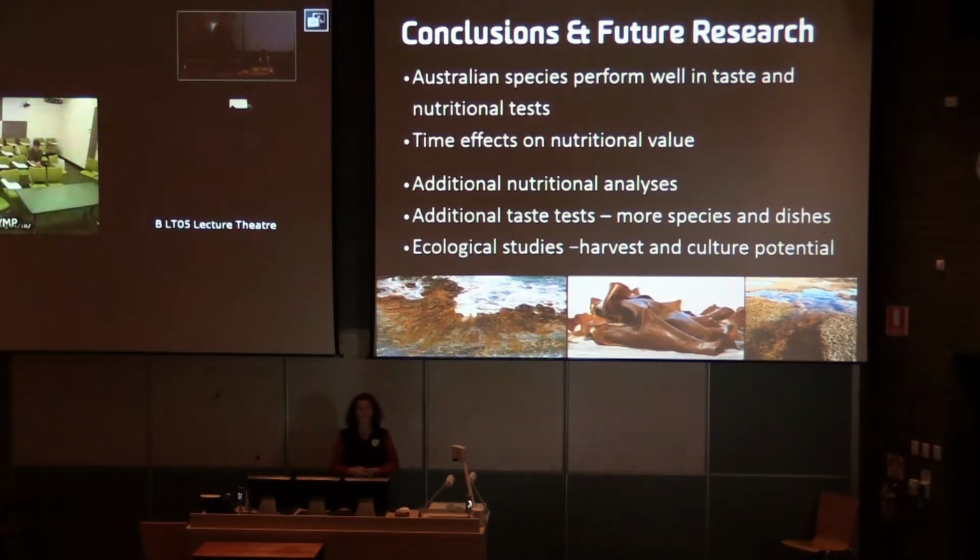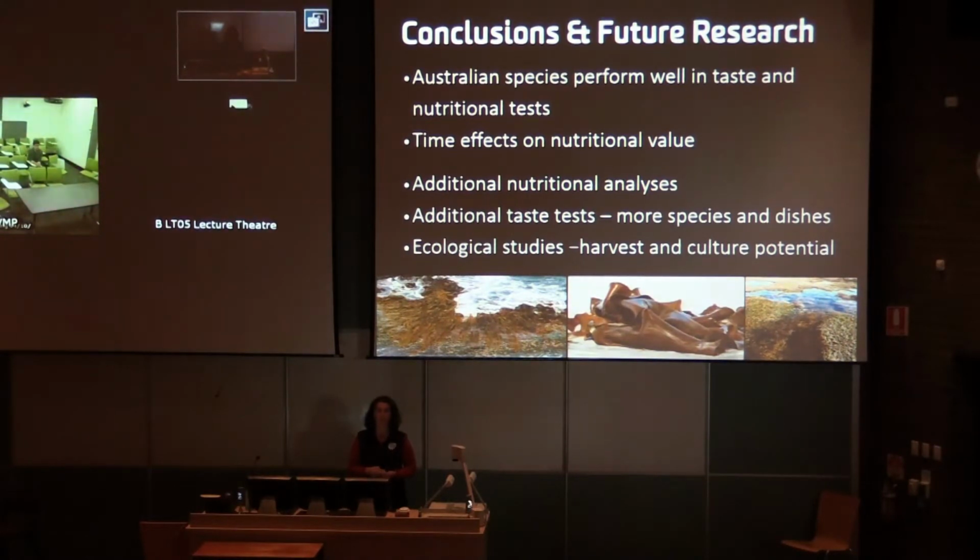We've only tested 6 of our species with our taste trial. We've got nutritional data for 9. There's a plethora of more species out there that are potentially good to eat. So this is our first step with the first suite of species. There are lots more species that we can look at and lots more dishes that we can potentially try those with. And of course, importantly, before this can go to market, we need to understand the impact of harvesting these species.